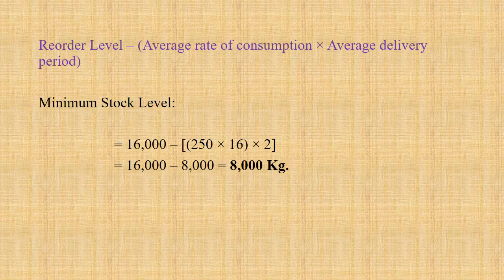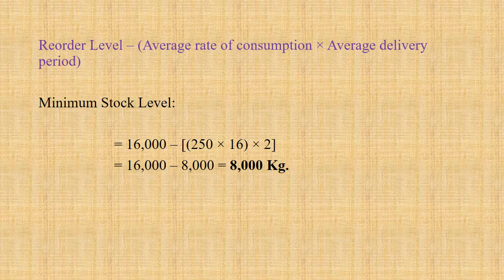We know that the minimum stock level formula is reorder level minus average rate of consumption into average delivery period. It's quite clear in the question that the reorder level of material M1 is 16,000 kg. Now the average rate of consumption. We have to find out what is the average rate of consumption of product Q. It's given that the average rate of consumption of product Q is 250 units per week. And how much of material M1 is required for 1 unit of product Q is 16 kilogram. So you get a formula for average rate of consumption: 250 into 16.